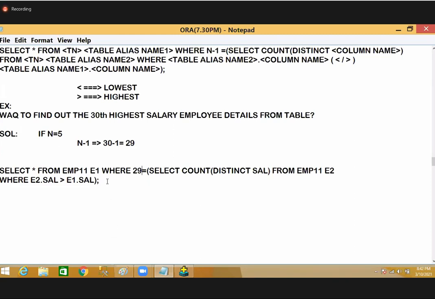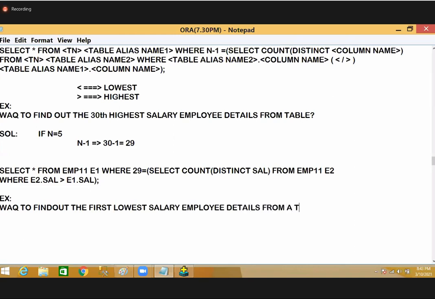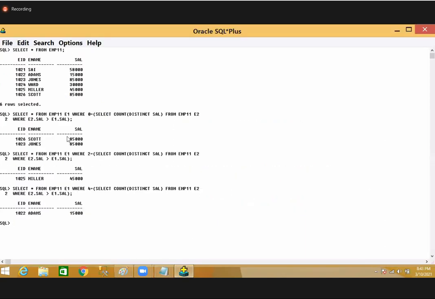Suppose the next question is, people are asking you to write a query to find out the first lowest salary employee details from a table. So lowest means a query same as usual. Which operator am I using here? Less than. So same to same, there is nothing different. Select star from lowest.